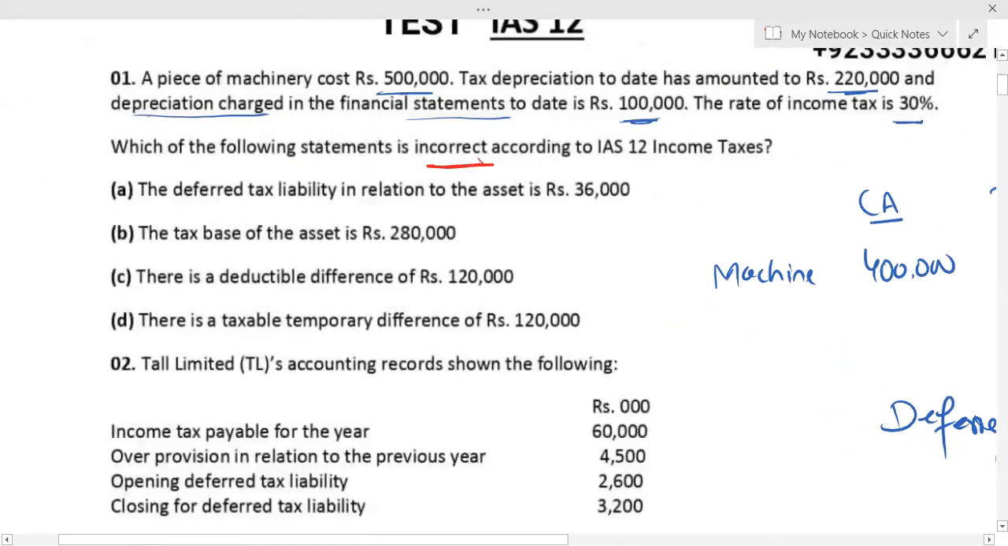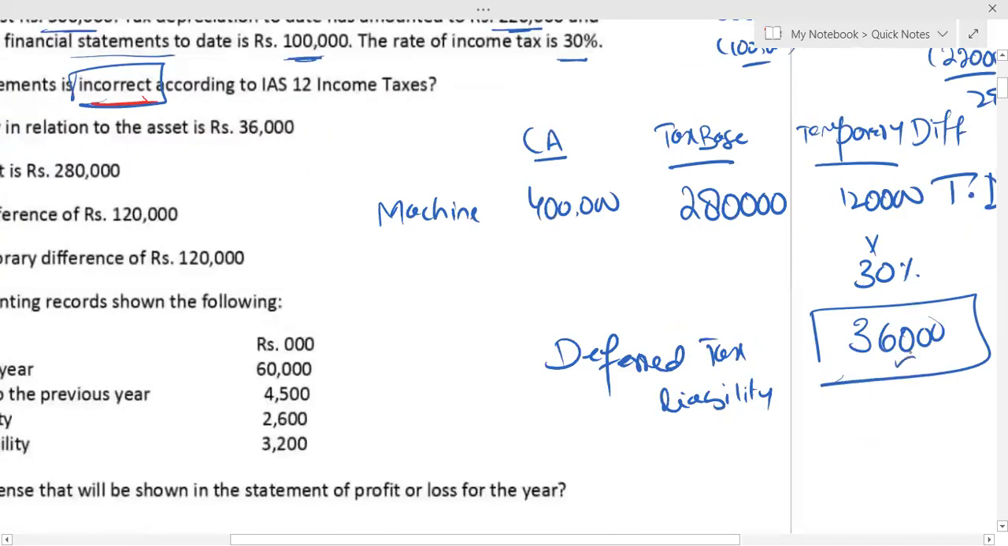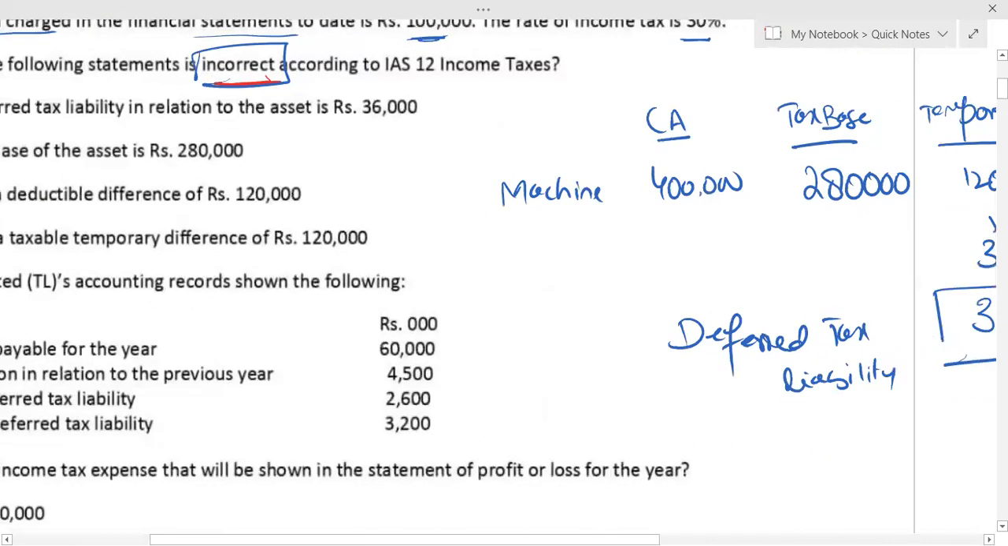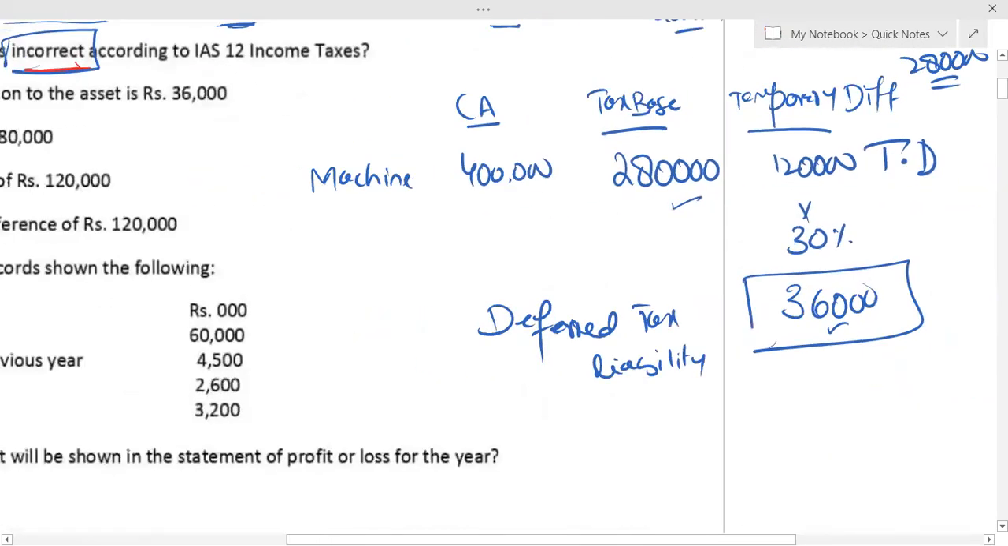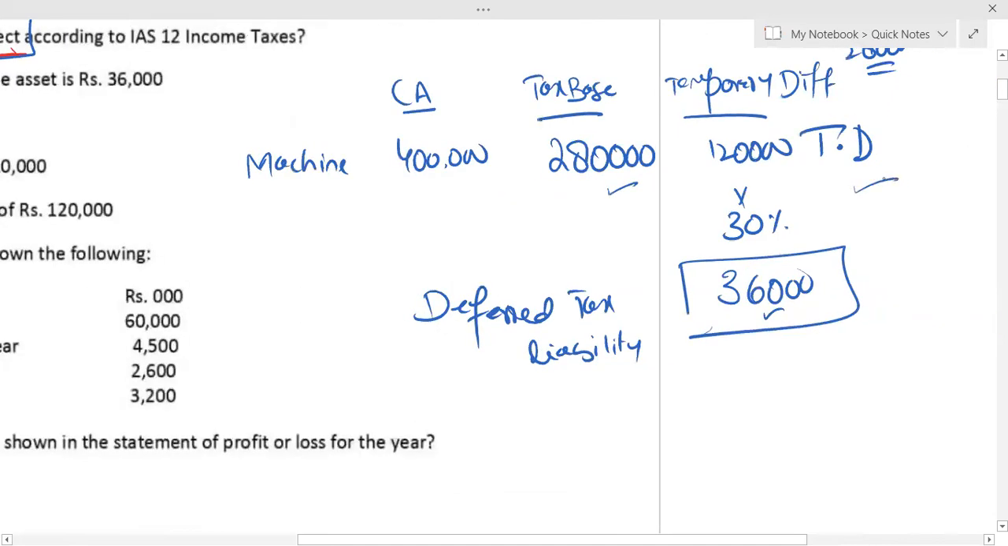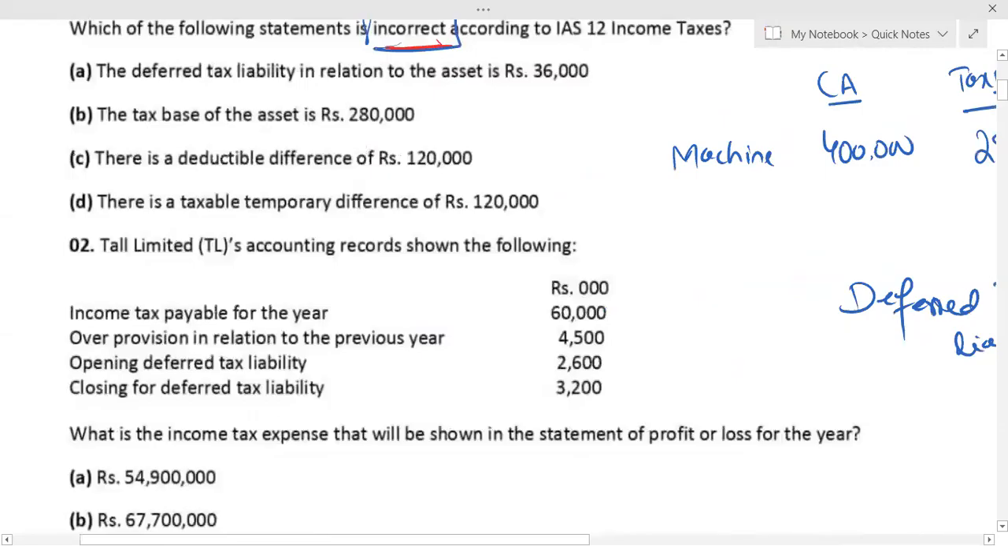Okay, now come here. Which of the following is incorrect? The deferred tax liability on the asset is 36,000. That is correct. We need to find out which one is incorrect. Tax base of the asset is 280. Yes, it is 280. There is a taxable temporary difference of 120. Yes, taxable. So incorrect is C.